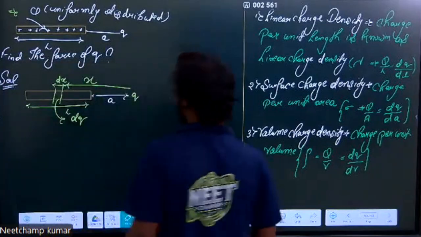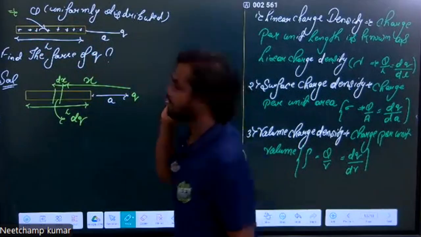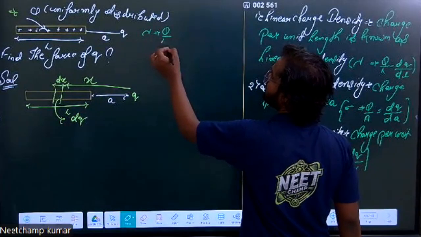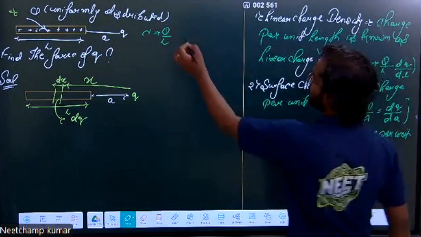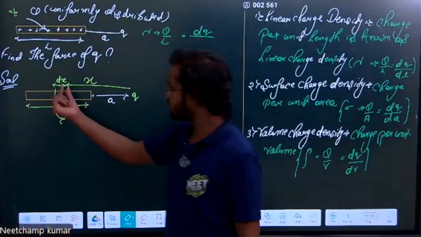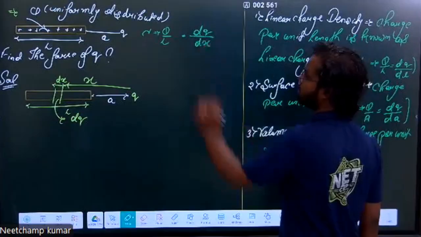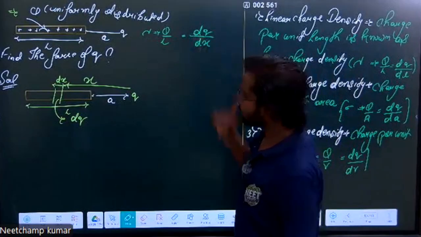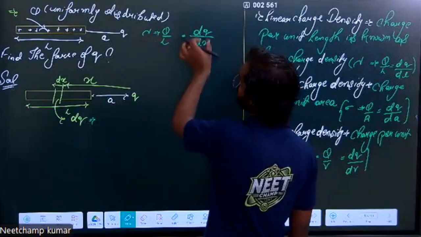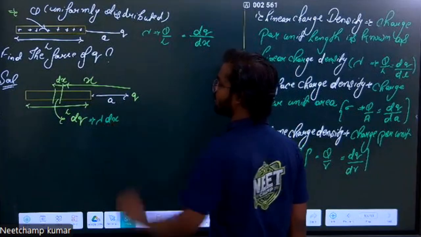So let us come here. This is a dq. I have mentioned that the charge is uniformly distributed. So I can say my lambda is equal to Q by L, and this should also be equal to dq by dl. But what is the dl I have taken? That is dx. So lambda is equal to dq by dx, and dq will be lambda dx.